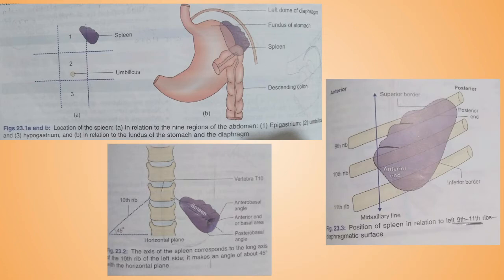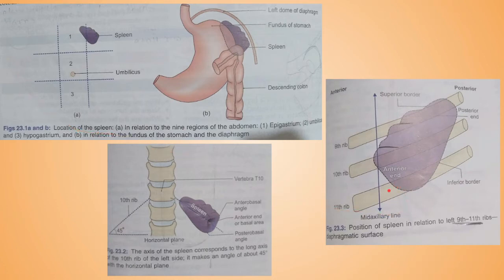Now, very important, the external features of the spleen. Now, spleen has basically two ends, three borders, two surfaces, two angles and hilum. Now first of all the ends. The anterior and the posterior end of the spleen. Now first of all the anterior end of the spleen, as you can see over here, this is the anterior end of the spleen.